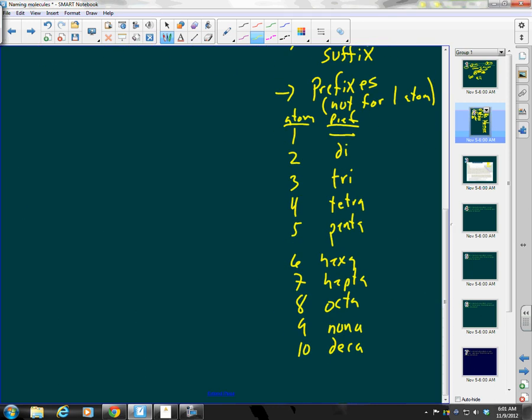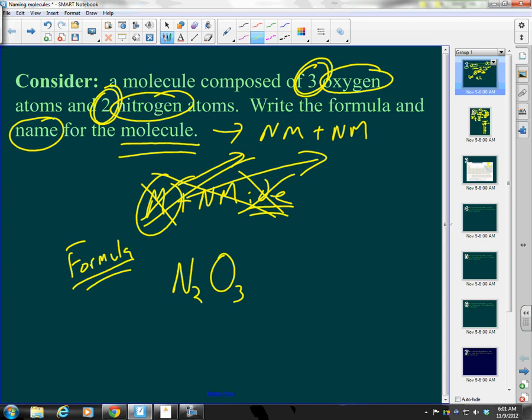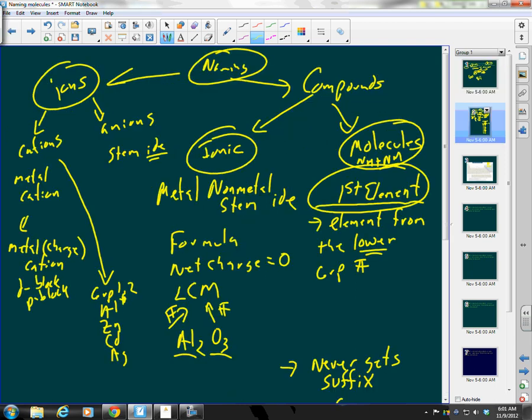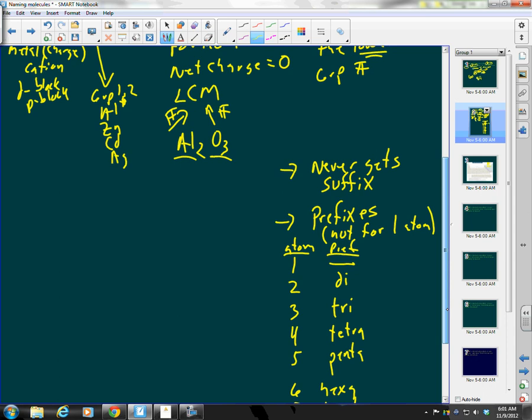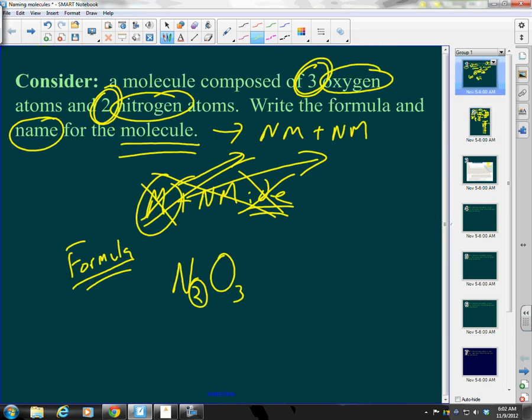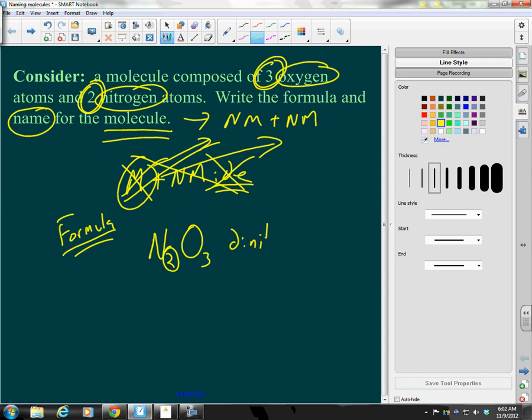So let's take a look: no suffix, and we use a prefix. How many nitrogens do I have here? I have 2 nitrogens, so I'm going to write down: 2 is di. So here we go, dinitrogen. How's that? Dinitrogen. Good.